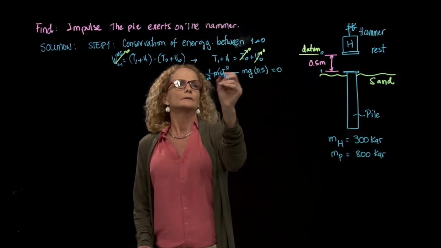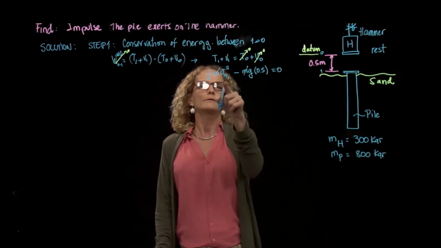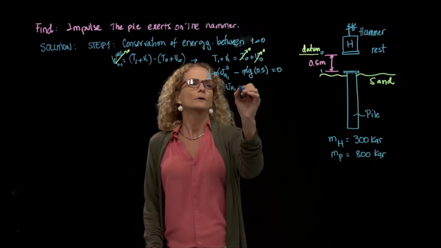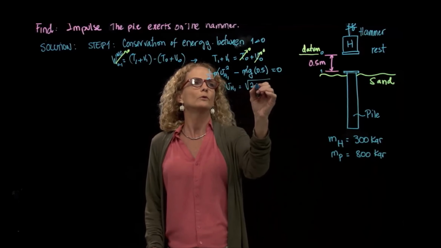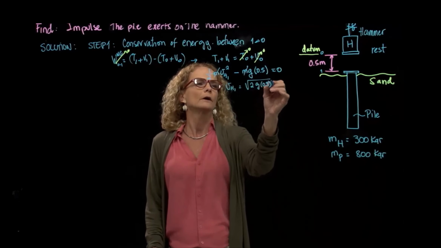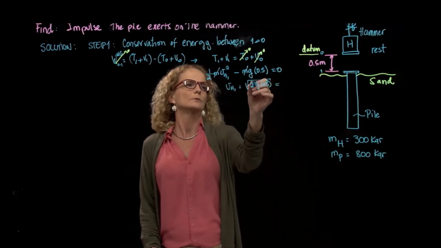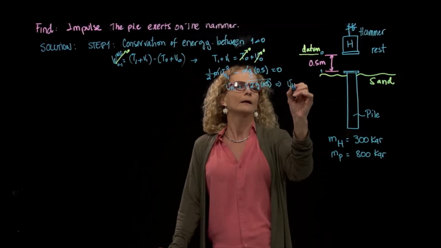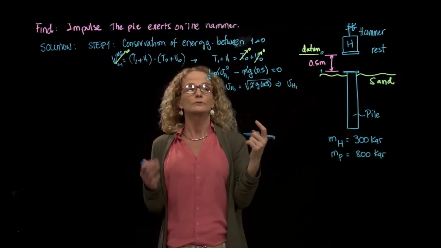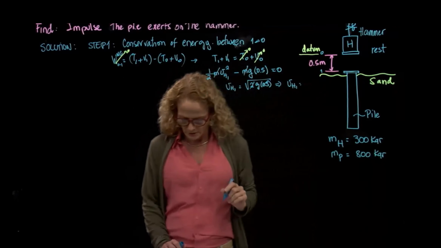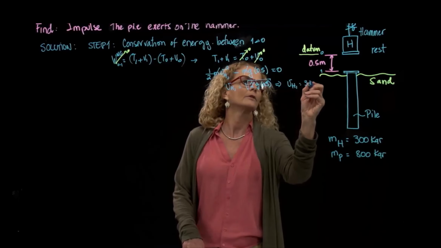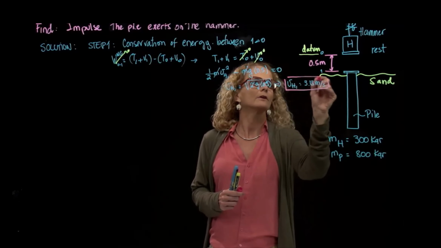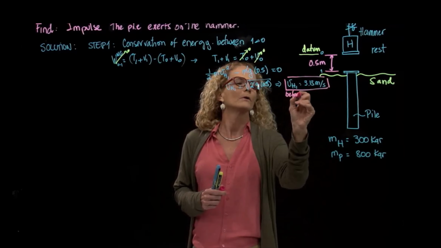As you see, mass cancels out, and from here I can find the velocity of the hammer, which equals the square root of 2g times 0.5. This is the square root of g, because one half times 2 cancels. So I can find that the velocity before the strike is 3.13 meters per second. So this is the first velocity, the velocity before impact.